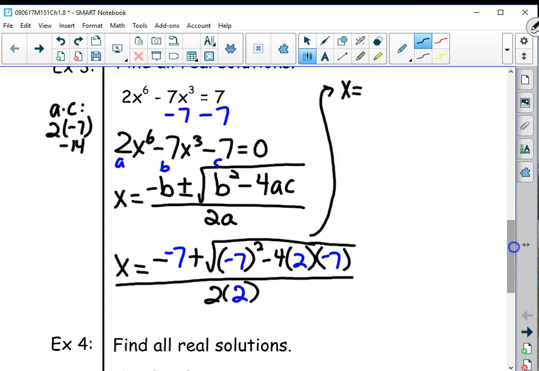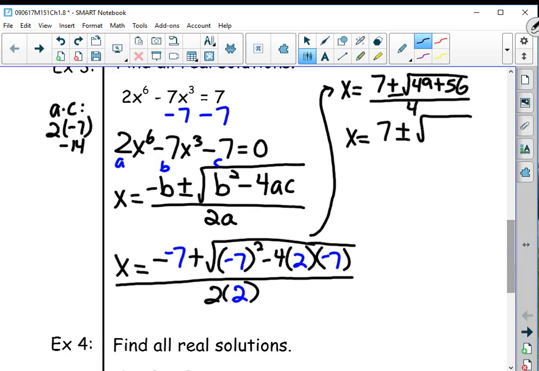X is equal to 7 plus or minus the square root of 49, and then negative times a negative is a positive. It looks like we get a 28 out of that. Sorry, 2 times 4, 8 times 7 is 56, all over 2 times 2, which is 4. Just continuing to simplify, 7 plus or minus the square root of 49 plus 56. It looks like it's 105, all over 4. Now, I don't even think that radical can be reduced.